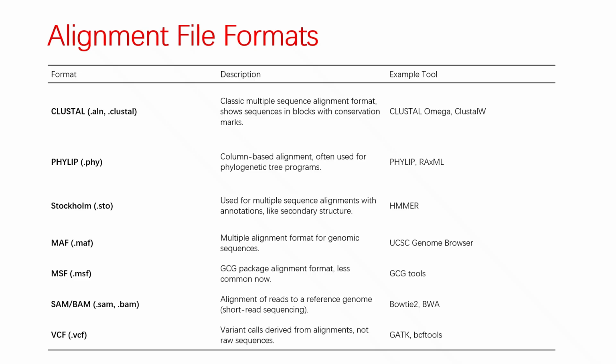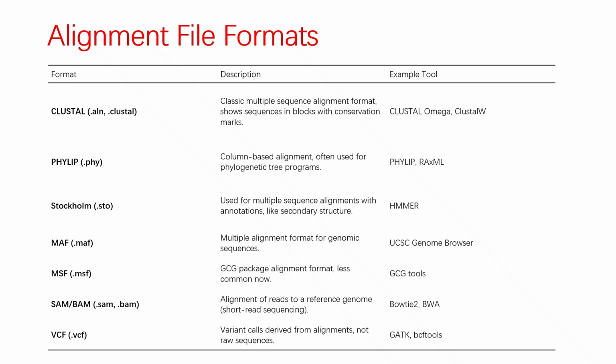CLUSTAL, a classic format showing multiple sequences aligned in blocks, with symbols indicating conserved regions. PHYLIP, column-based alignment format often used for phylogenetic tree construction. Stockholm supports alignments with annotations, such as secondary structures for proteins or RNA. MAF, multiple alignment format, commonly used in genomics for whole genomes.